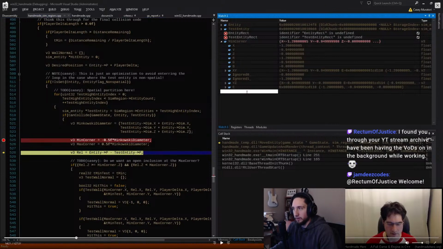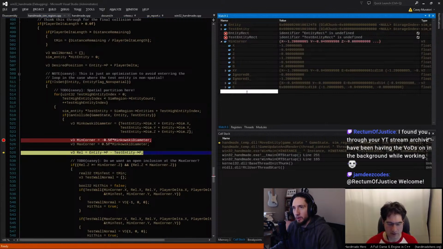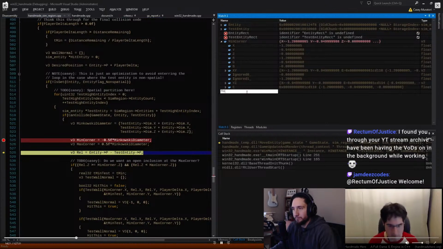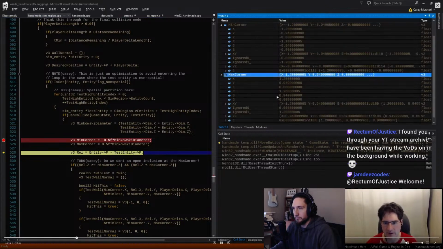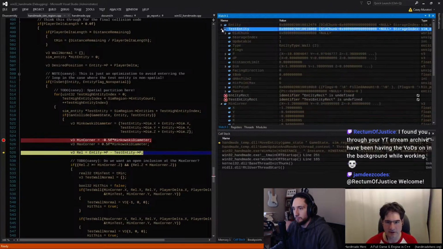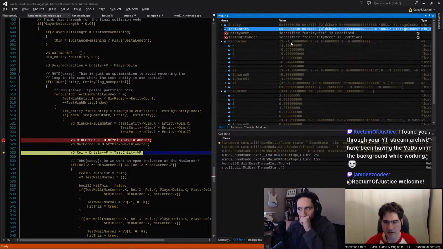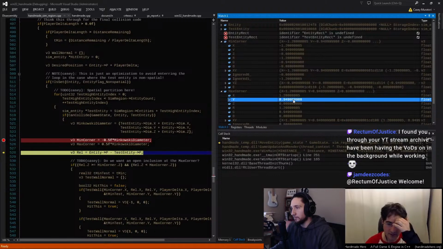I don't know how long it's going to take to debug this. Probably not very long, but if I had to take a random stab in the dark and assume what might be going on here, that could be it. And max corner, they should straddle 0, right? And they should be roughly the same size. What is this entity that we're testing against? It's a wall, so it should basically straddle either side of 0, and it does, which is good.